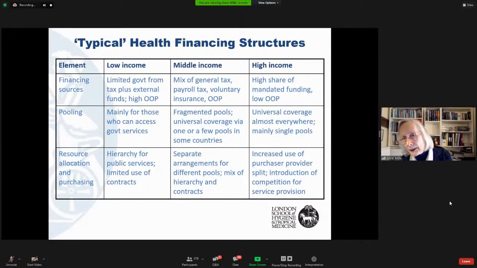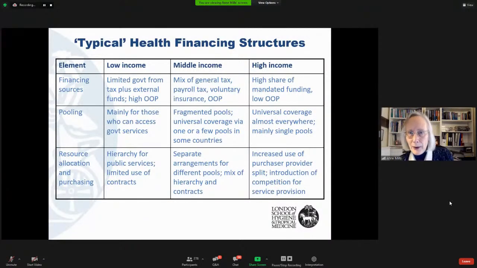And then by the time one gets to high-income countries, one sees a high share of mandated funding, relatively low share of out-of-pocket payments, universal coverage almost everywhere, and very often with single pools. And within recent decades, increased use of this division between purchasers and providers and introduction of competition for service provision. So just to note, in my own country, it seems our current government is beginning to back away from the emphasis on markets that we've had in the past.